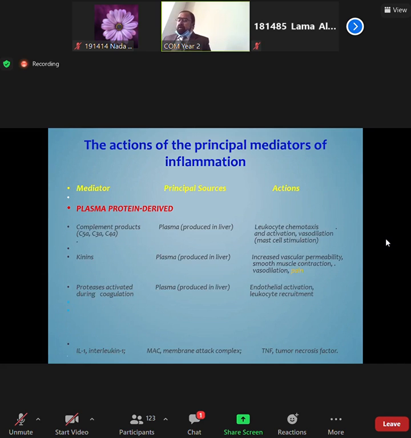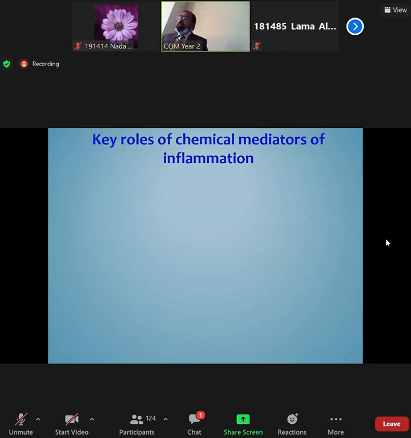Then finally, we have proteases activated during coagulation. These are also produced in the liver, and they cause endothelial activation and leukocyte recruitment. So that's why I said it will be repeated again and again, so that you will memorize all of it. What causes vascular dilation? These are histamine, prostaglandin, nitric oxide.